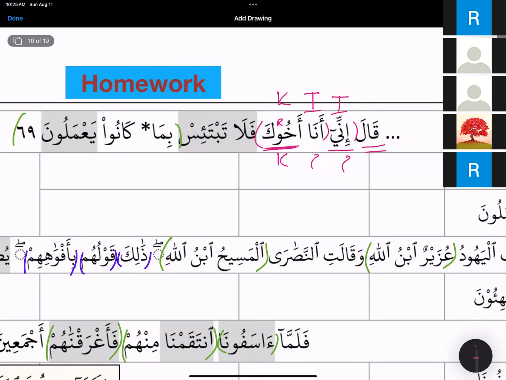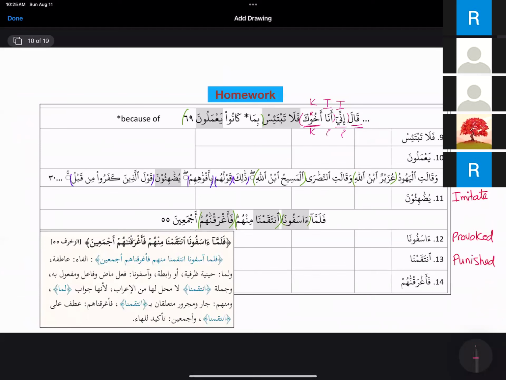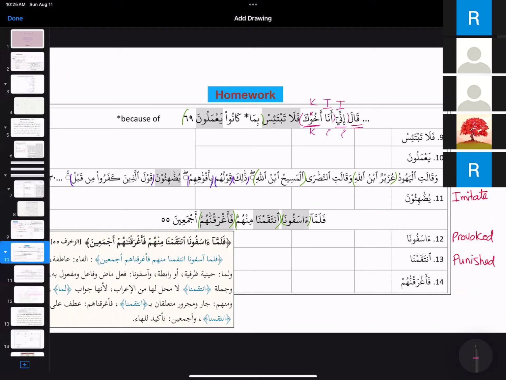Fala tabta'is. What is tabta'is? Do not grieve, do not despair. Bima kanu ya'malun, right? Bima, because of what? Kanu ya'malun. So kanu is kana plus a fi'l mudari', they used to, habitual. Kanu ya'malun, because of what you used to do. So this is the ayah.